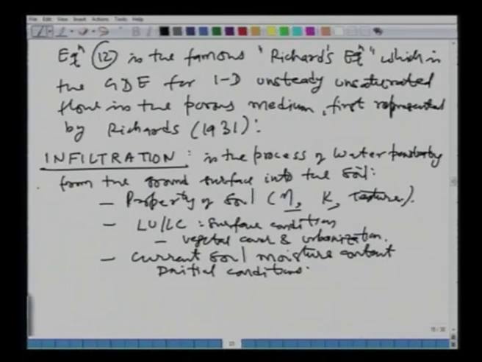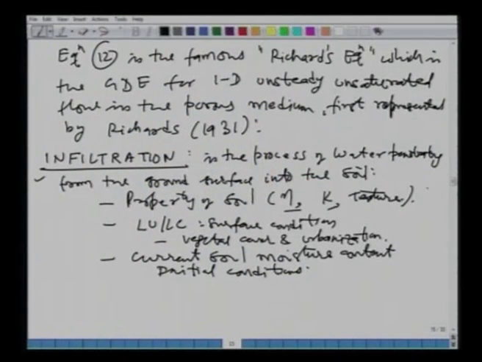Then we moved on to the concept of infiltration. We defined what infiltration is, and then the factors on which infiltration depends: the properties of the soil, the land use and land cover properties of the catchment, and also the antecedent moisture conditions or the initial conditions in the catchment.